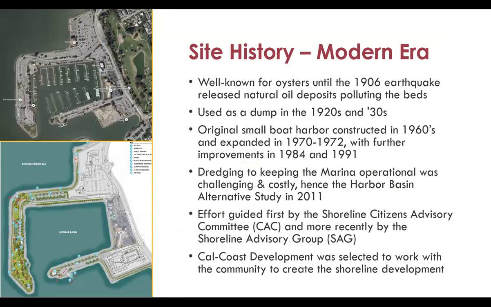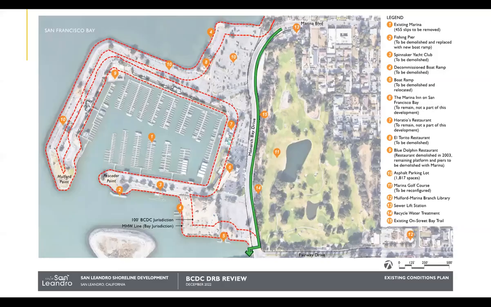And we recognize that this project has a modern site history where it served as an area for oyster harvesting. It then became a dump. It became a small boat harbor in the 60s and over time has been expanded until in 2011, the required dredging to keep it from continually silting was discontinued. And the city sought to revitalize this area through introducing some private development. And through that process, as you know, CalCoast Development was selected to work with the city to create a brand new shoreline development. As you saw earlier, the site is pretty much one big parking lot.